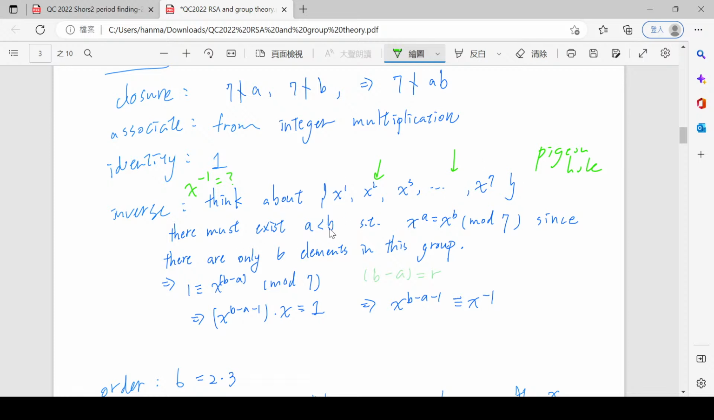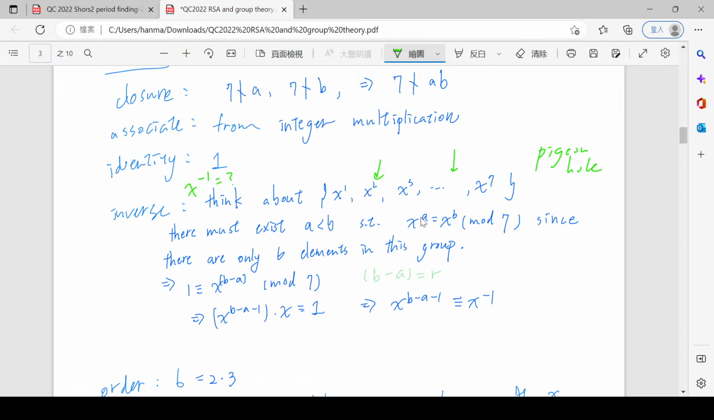So there must be some a and b, and let's assume a less than b, such that x to the a is equal to x to the b mod 7. Okay. We are just trying to squeeze everything inside, and then we can do more arithmetic. Okay.